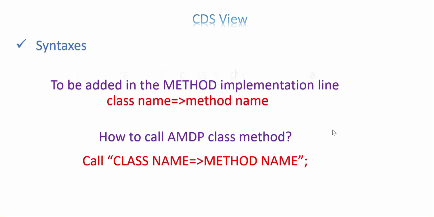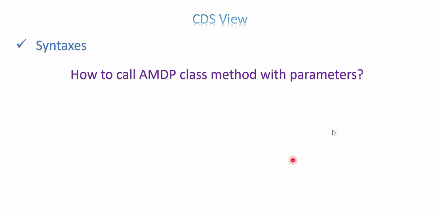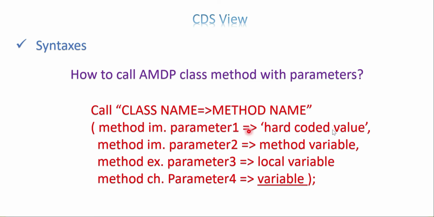Okay, and how to call a method with parameters. Because in methods we have different parameters, right? We'll see one by one. So here consider you have 4 different parameters. So the syntax is class name, double equal arrow, method name within double quotes, and then you have to open the parenthesis and close the parenthesis. Okay, simple. End of the statement. So this is the syntax.